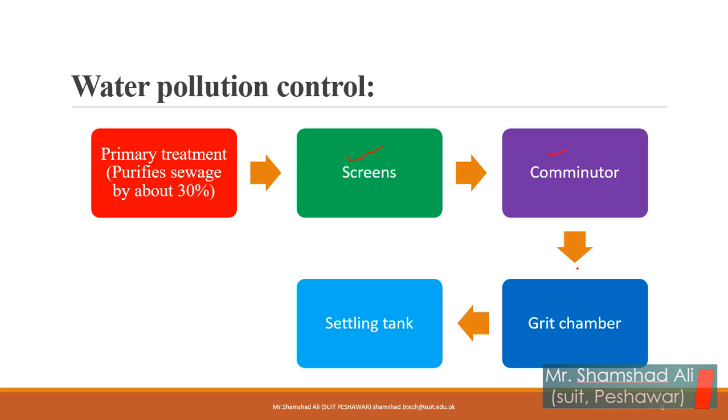And then it is transferred to the grit chamber. And after that, the last stage is that this water is settled in the settling tank, in which the suspended particles, small particles, are settled. So this is the primary treatment. By passing sewage through this type of treatment, it can be purified up to about 30%.